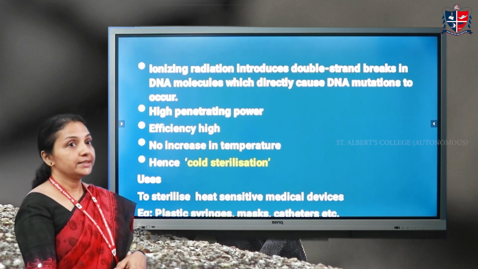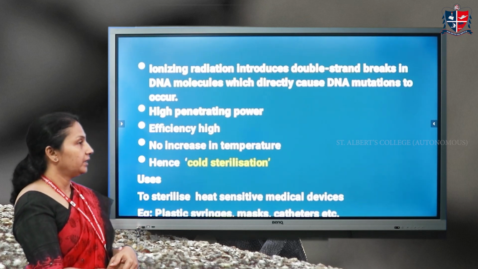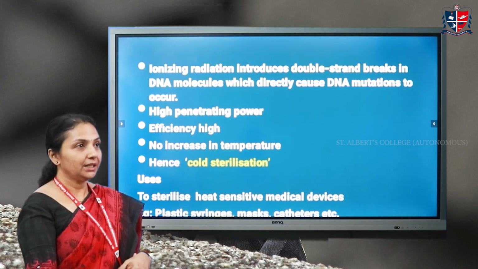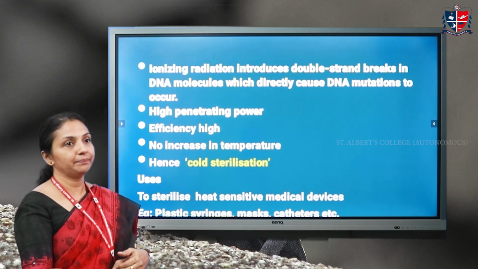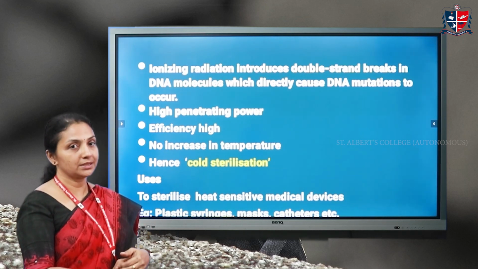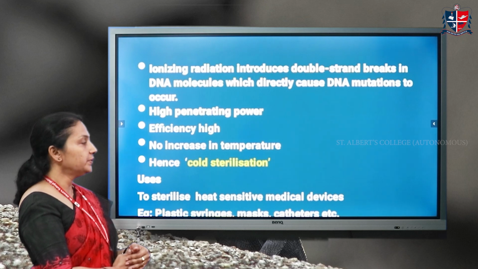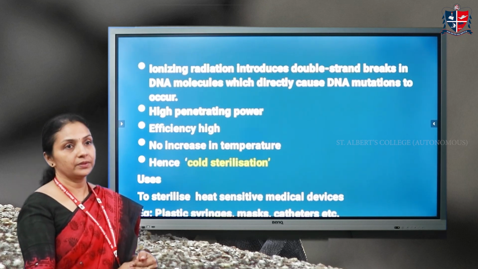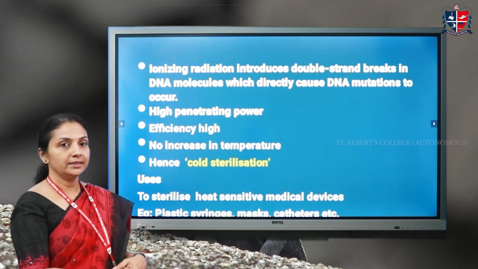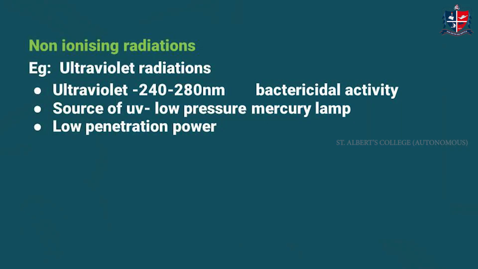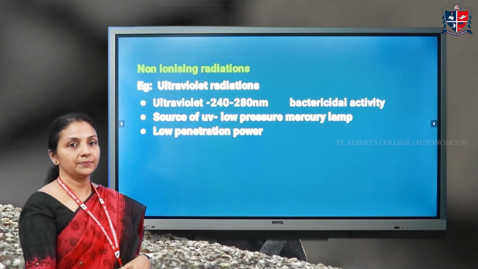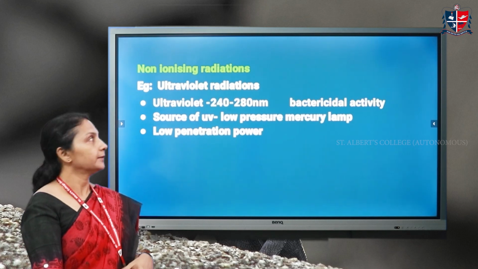Ionizing radiations have a high penetration power and the efficiency is very high, but since they do not develop heat or cause an increase in temperature, sterilization by ionizing radiation is known as cold sterilization. The uses of ionizing radiations for sterilization are: it can be used to sterilize heat-sensitive medical devices such as masks, catheters, and plastic syringes, which cannot withstand heat.